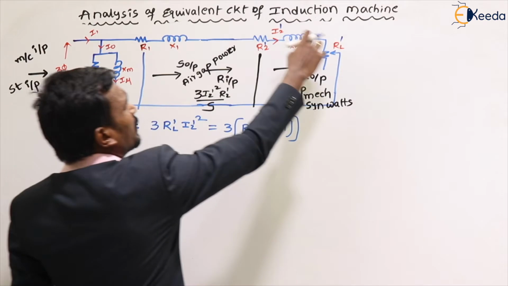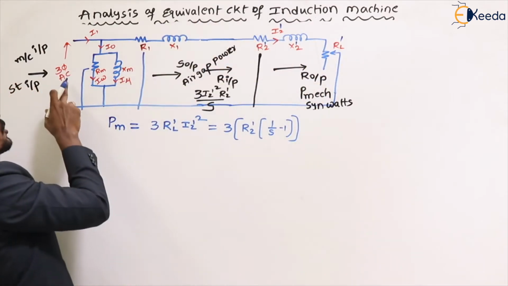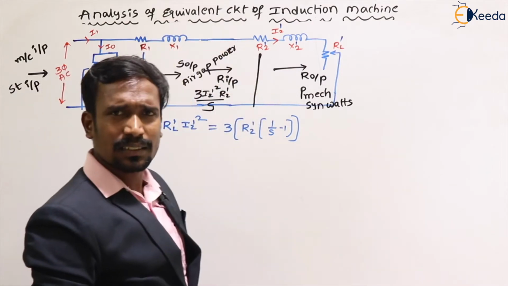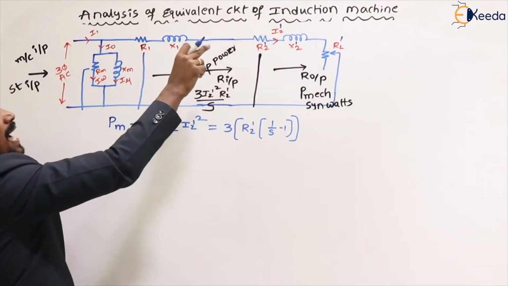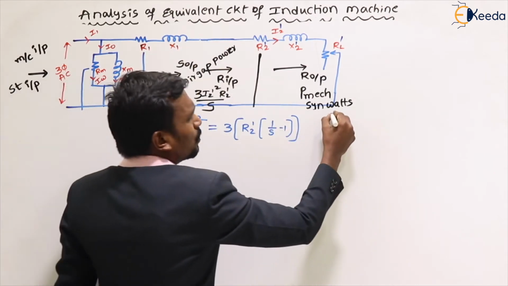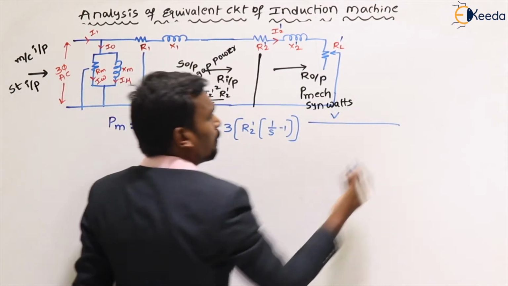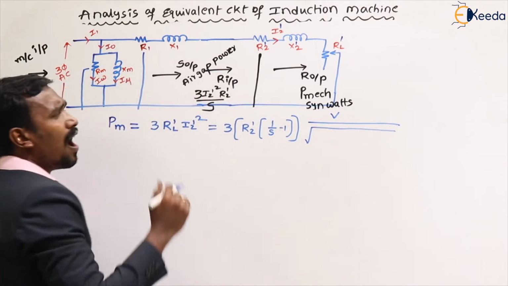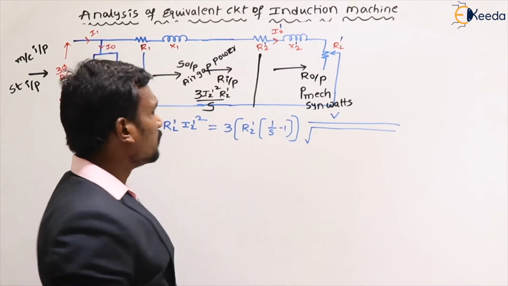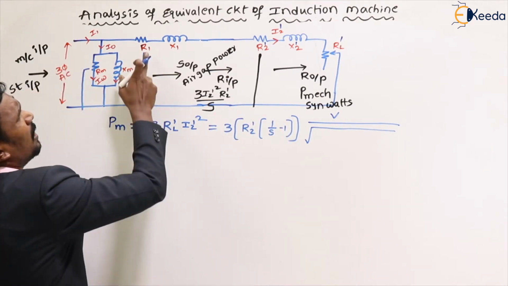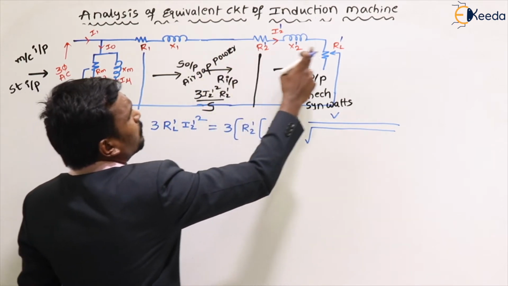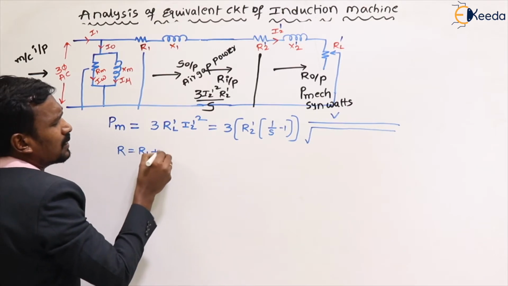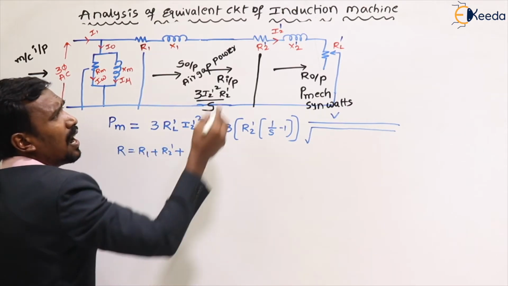So this total part is in parallel to the supply, right? When this total part is in parallel, the voltage is the same. So current is nothing but voltage upon impedance. Impedance is nothing but square root of R^2 plus X^2. What about R^2? Where is R? R1 plus R2' plus R_L'. The total resistance is equal to R1 plus R2' plus R_L'.